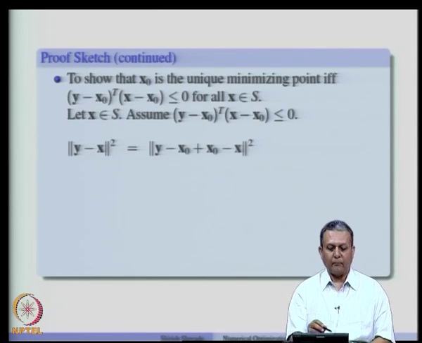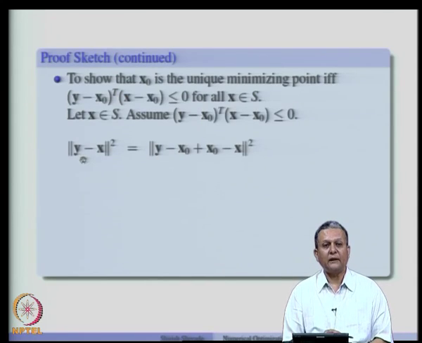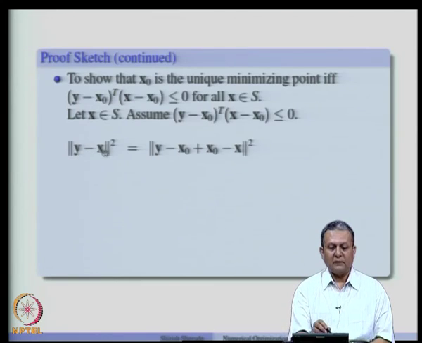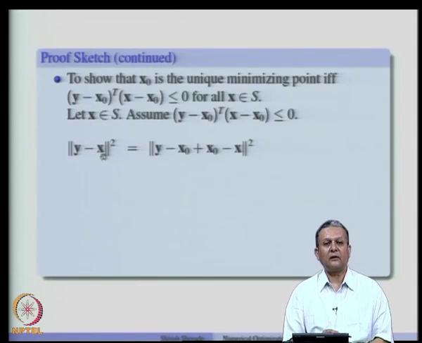Let us take any x belongs to S and try to find the distance of x from y. We have to show that the norm of y minus x squared is greater than or equal to the norm of y minus x naught squared for all x belongs to the set S. So, we have to introduce x naught in this equation. We write the norm of y minus x squared as the norm of y minus x naught plus x naught minus x, squared.